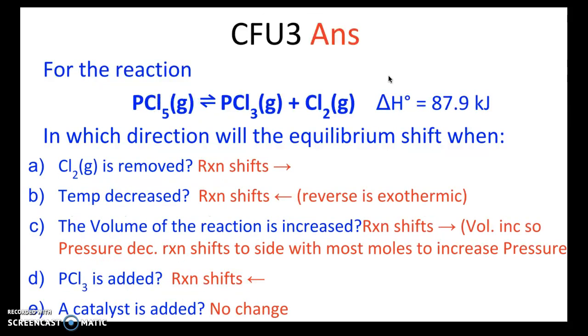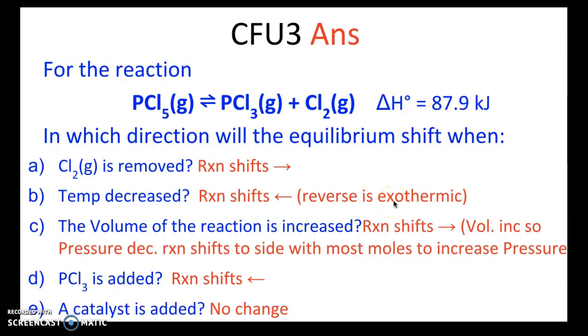Okay, so Cl2 is removed. You're removing products, so it's going to want to shift right to reestablish equilibrium, increasing the product. Temperature decreases. If you decrease the temperature, it's going to shift in the direction of the exothermic, and here the reverse reaction is exothermic since the forward is endothermic, and we know the forward is endothermic because delta H is positive.